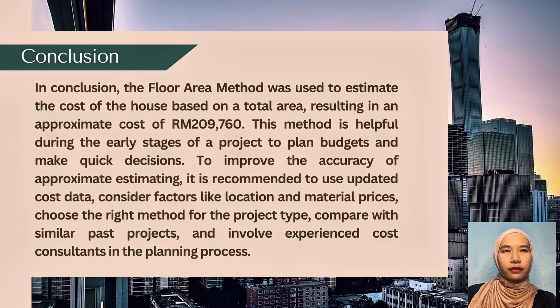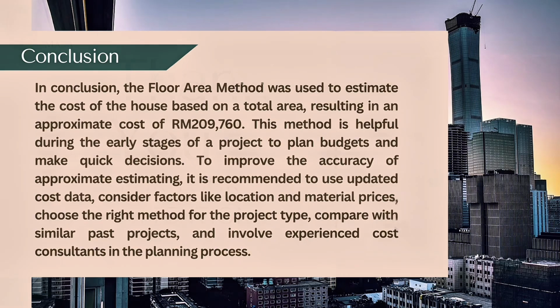So in conclusion, the floor area method was used to estimate the cost of the house based on the total area, resulting in an approximate cost of 209,760 ringgit. This method is helpful during the early stage of a project to plan budgets and make quick decisions. To improve the accuracy of approximate estimating, it is recommended to use updated cost data, consider factors like location and material prices, choose the right method for the project type, compare with similar past projects, and involve an experienced cost consultant in the planning process.